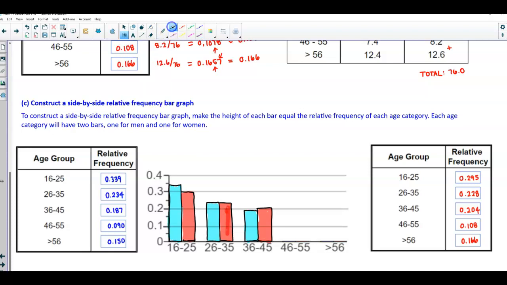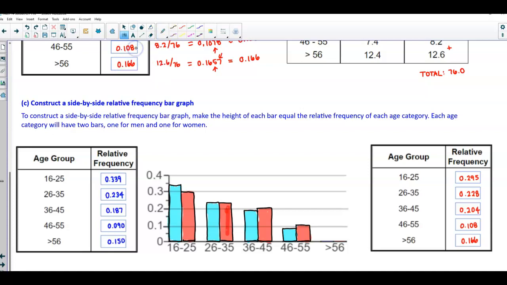Okay, next age group we have 46 to 55, and it's 0.09 for the male. And for the female 0.108, which is about 0.11. So we're going to go up above that just a little bit. Let's fill that in. So there's the female on the right, and then we have males there.